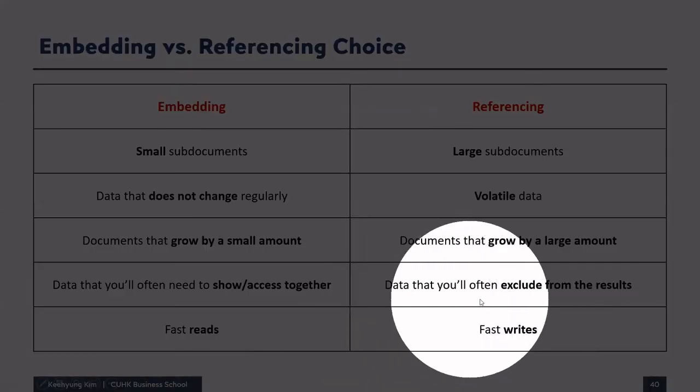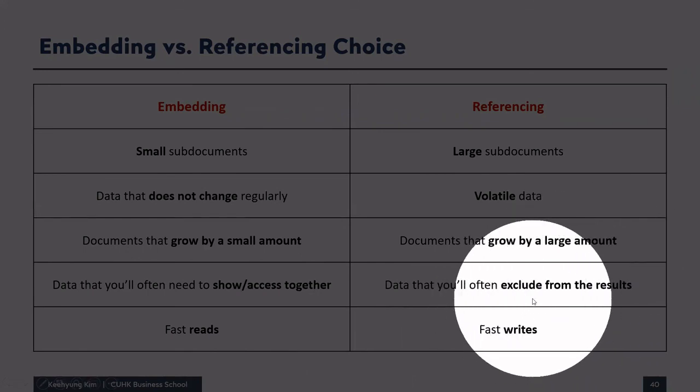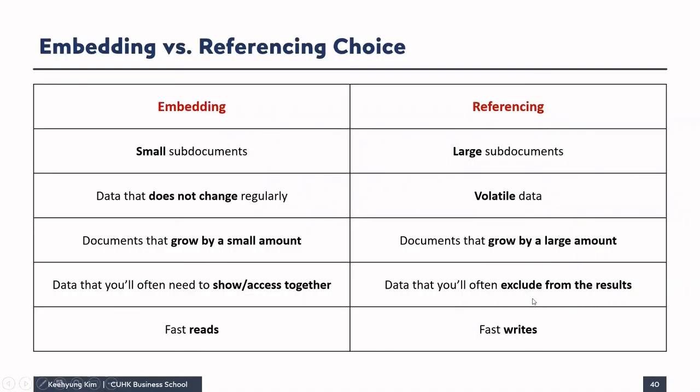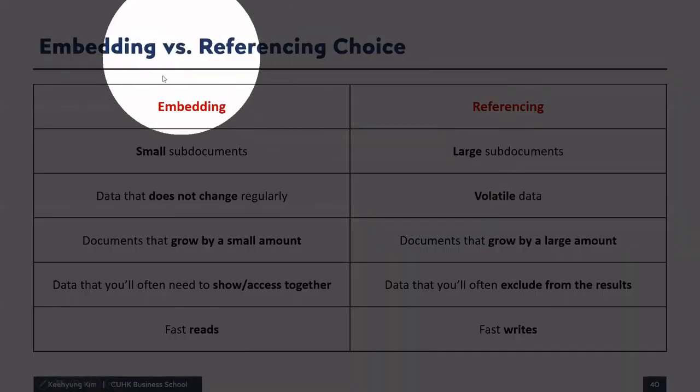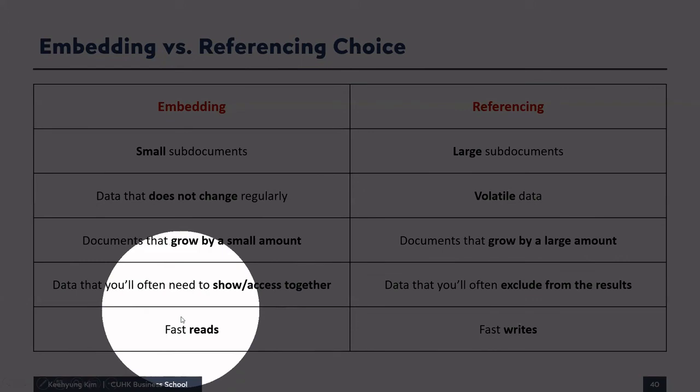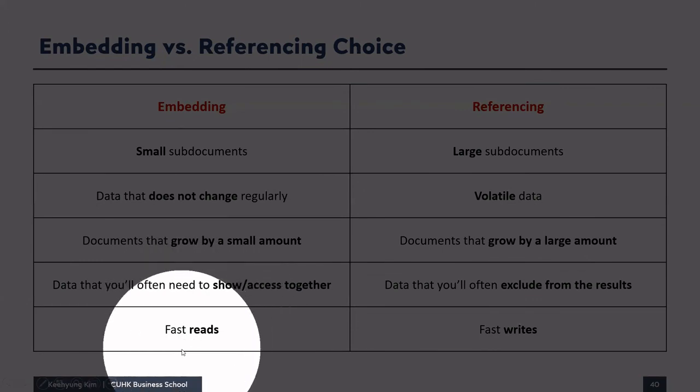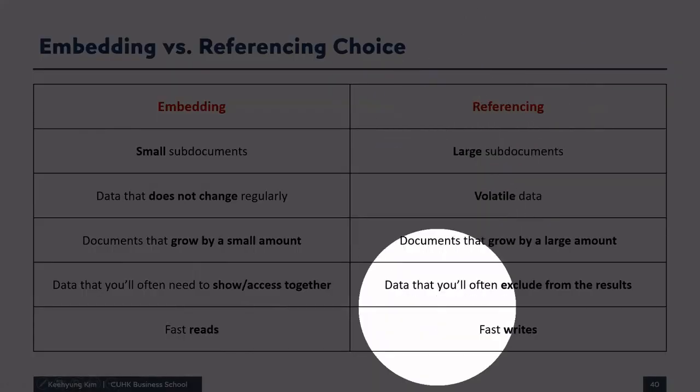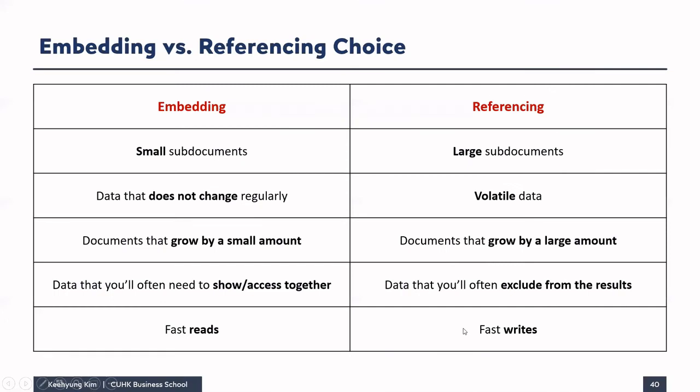However, data that you often exclude from the main results, you can maintain separately by referencing. Like older tweets: you don't need to show them together with the main user information, so you put them separately. So overall, embedding is good for fast read operations. Referencing is usually good for fast write operations or fast search operations.